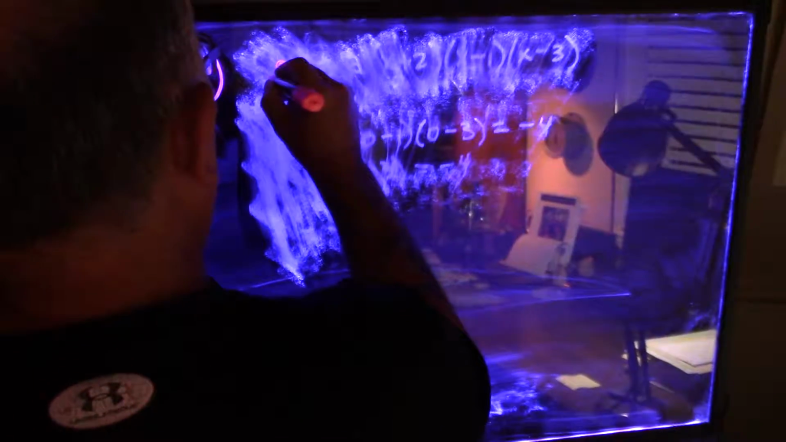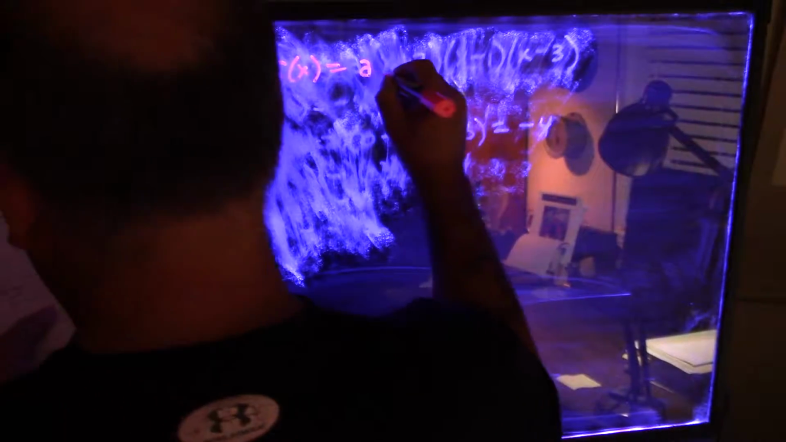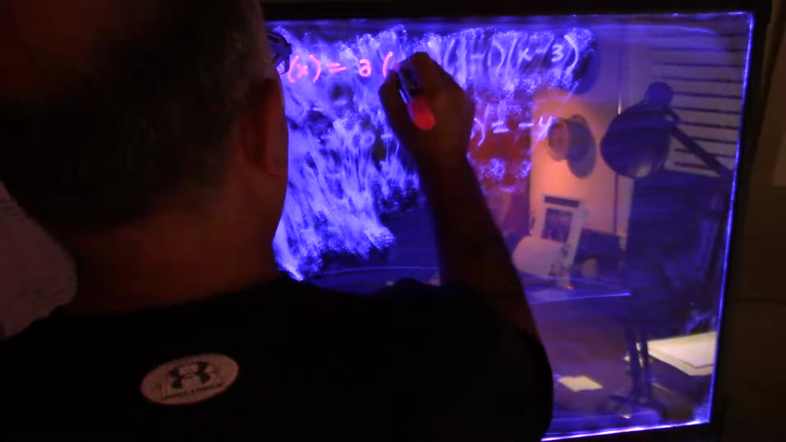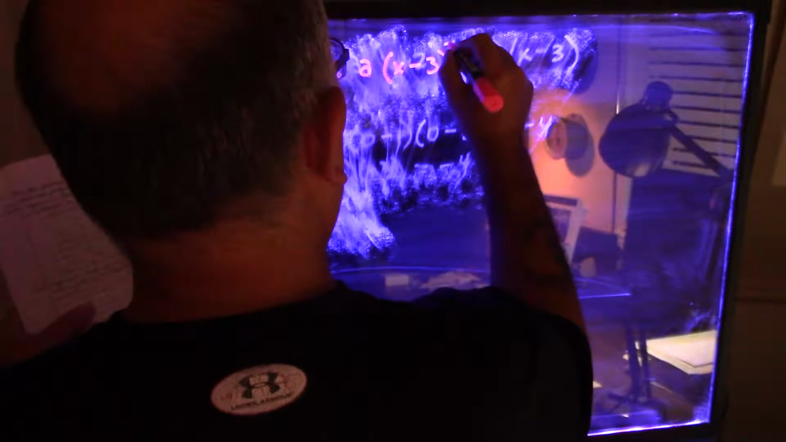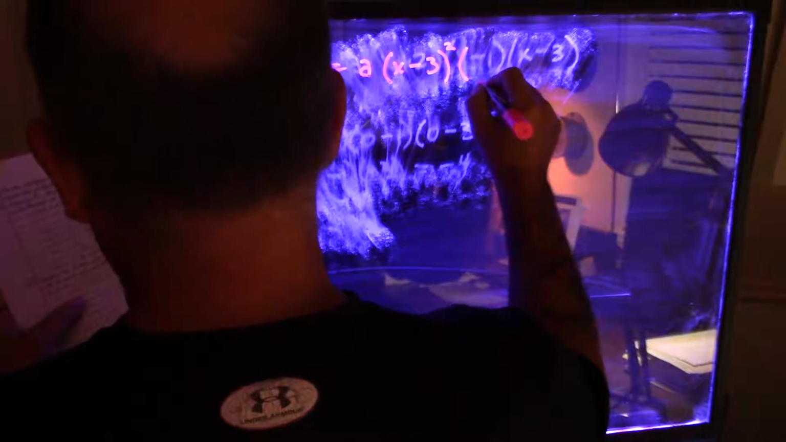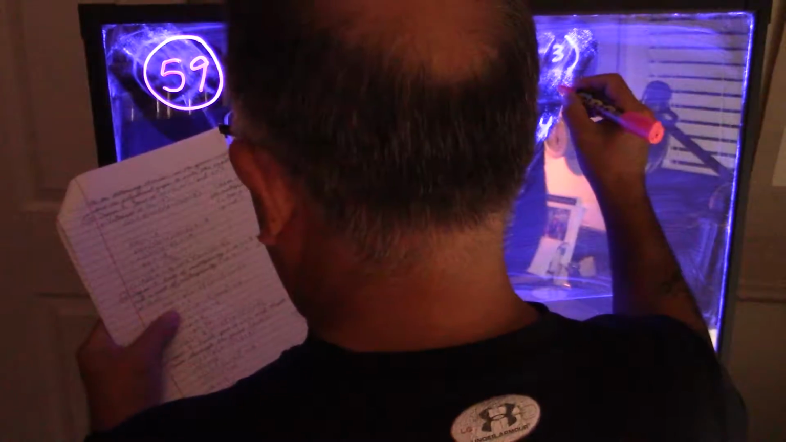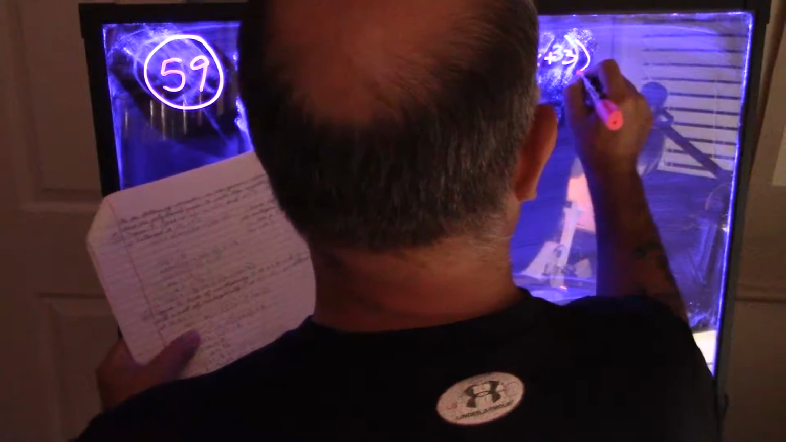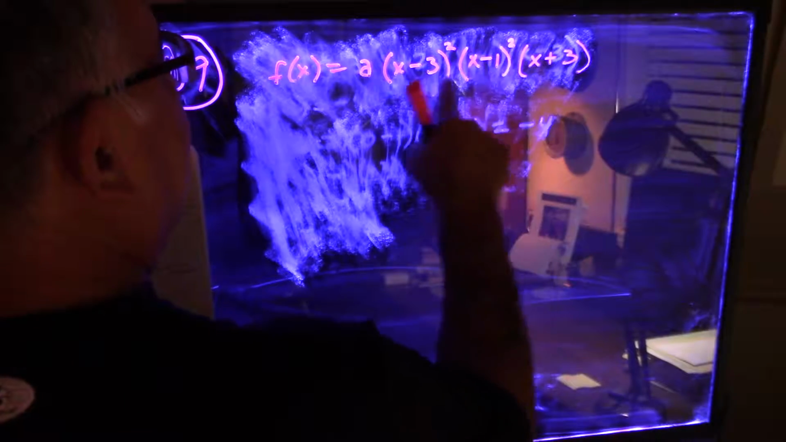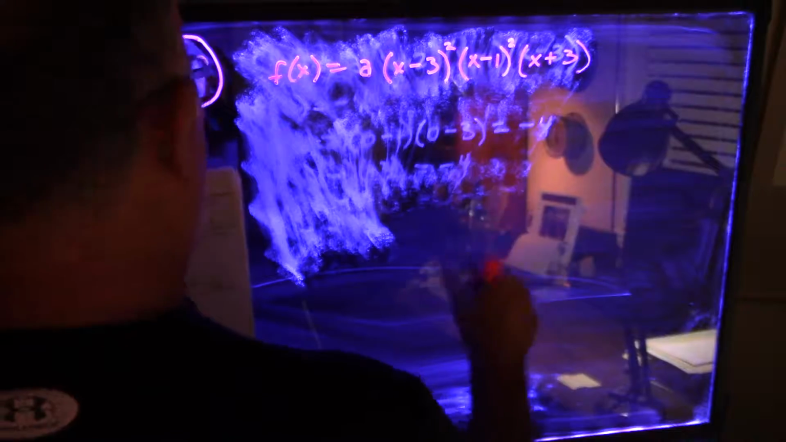using this information, we can write f of x equals leading coefficient a times quantity x minus 3 squared, quantity x minus 1 squared, and then x plus 3 to the power 1. So again, these are your multiplicities, these are your roots, positive 3, positive 1, negative 3. Alright?